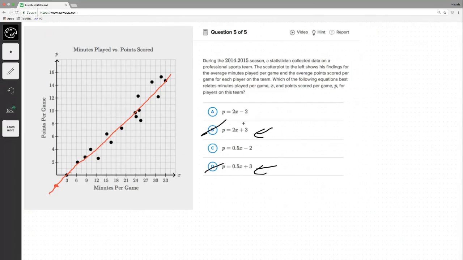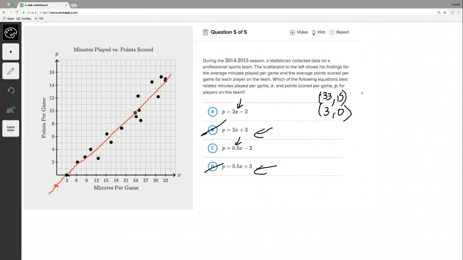Now the only question is slope. One has a slope of 2 and one has a slope of 0.5. If we want, we can choose 2 points and do a quick approximation. I like the first point down here. What is that? 3, 0. And I'll choose another point, maybe this one. What is that? 33, 15. We want to calculate slope, so subtract down.